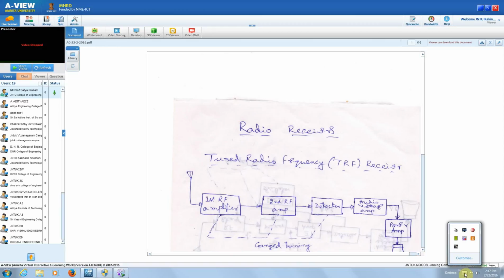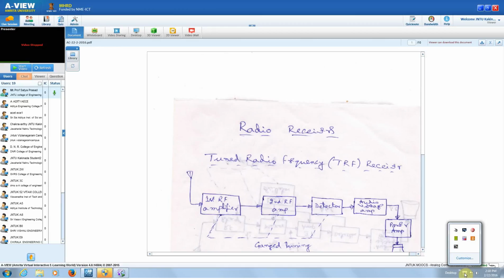And the output of this tuned circuit, as we said, is in the order of microvolts. Therefore, to raise this level, you require a number of amplifiers. So we have to raise this signal. So we will have a number of amplifiers, say a 2-stage amplifier or 3-stage amplifier, depending on the requirement of the amplification that we are going to have.